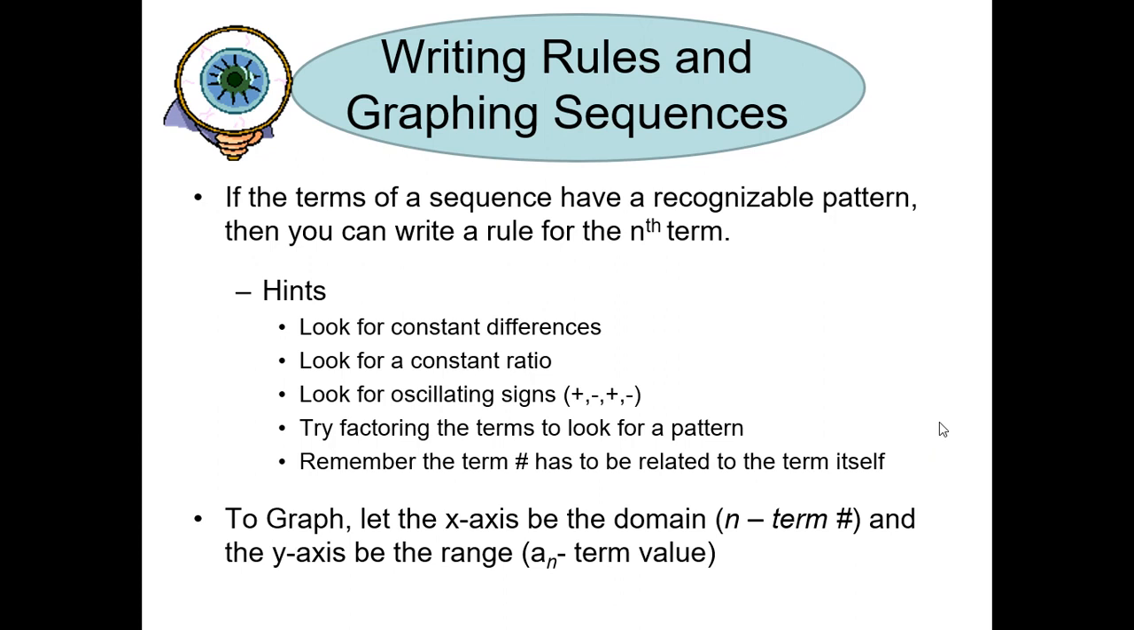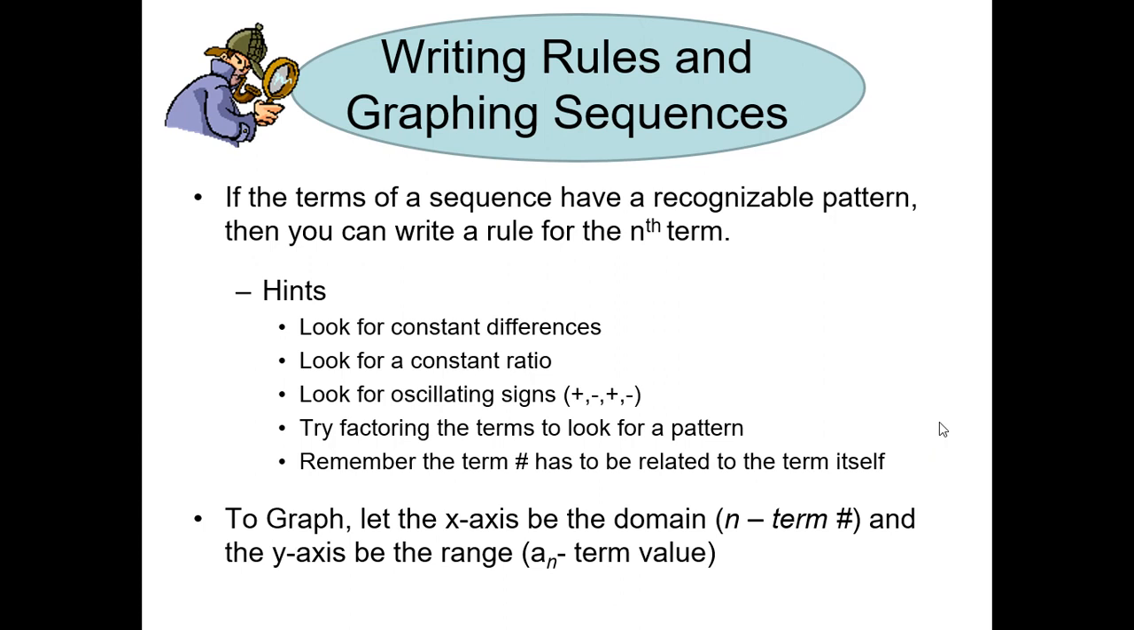But if the terms of a sequence have a recognizable pattern, then you can write the rule for the nth term. So, some things to look for: a constant difference, that's what we call an arithmetic sequence. Look for a constant ratio, that's what we would call a geometric sequence. For instance, 2, 4, 8, 16, I'm increasing by a factor of 2 every time. That's called a geometric sequence.